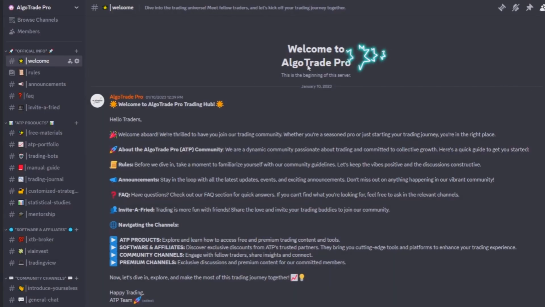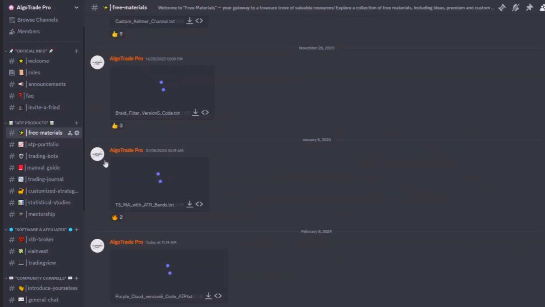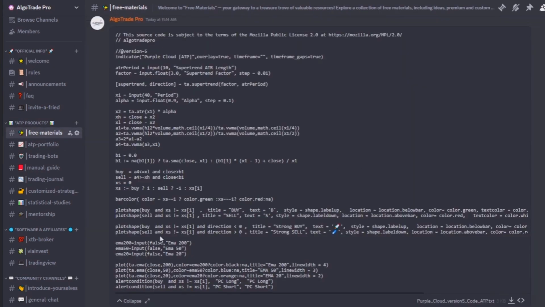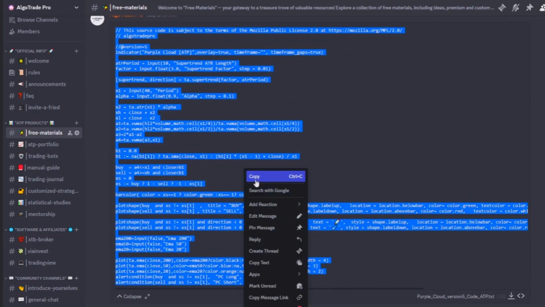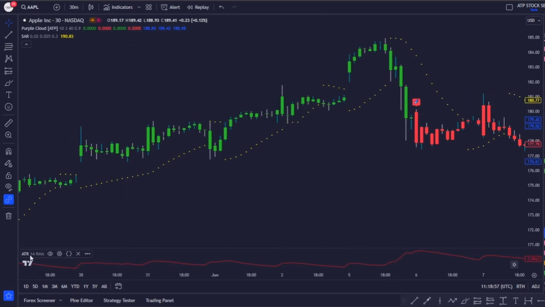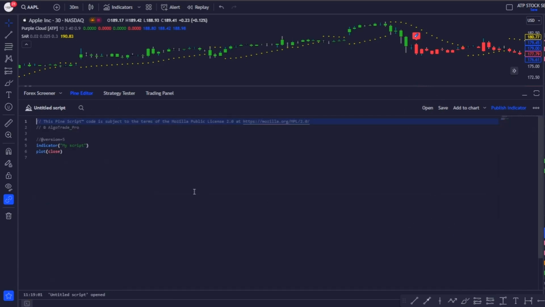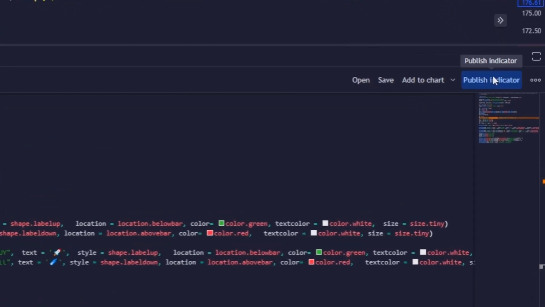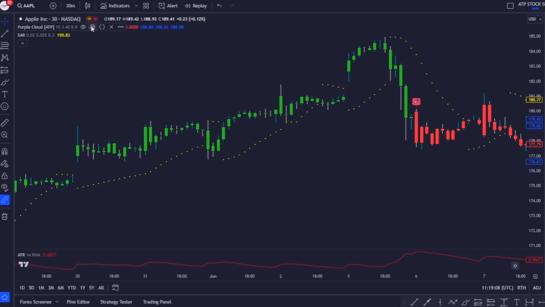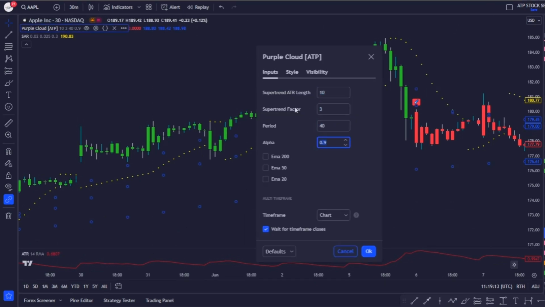You just have to join my Discord community, the link is in the description, head over to the free materials channel, and there you will find the code of this accurate purple cloud indicator. Open up this note, copy the code, and then on the TradingView charts, click on the Pine editor, then on Open, New Indicator, and then just paste the code and save it. After that, just click on the Add to Chart option, and you will have this indicator working and also with the right settings, which are 10, 3, 40, and 0.9.